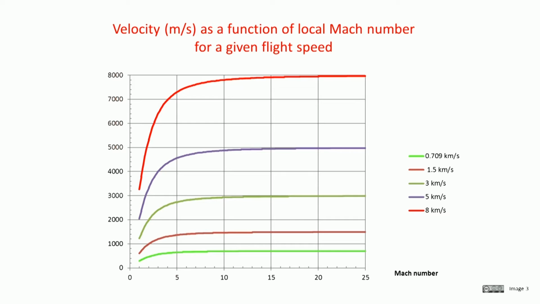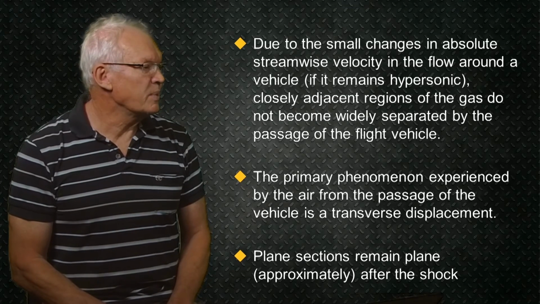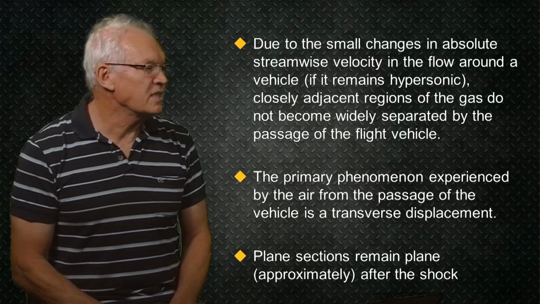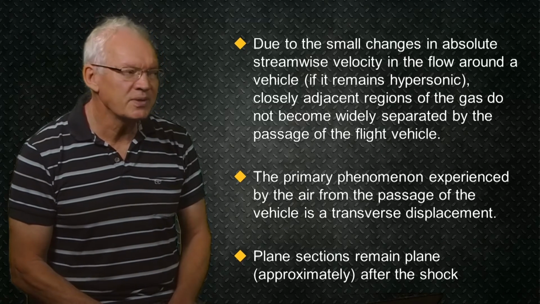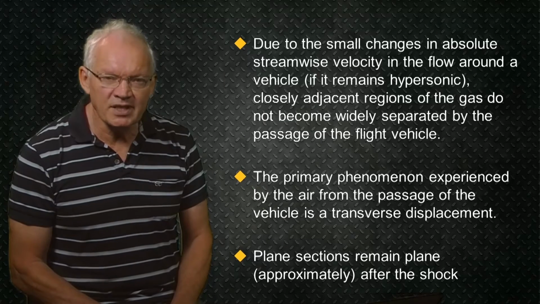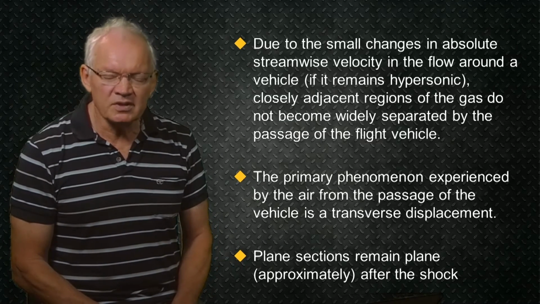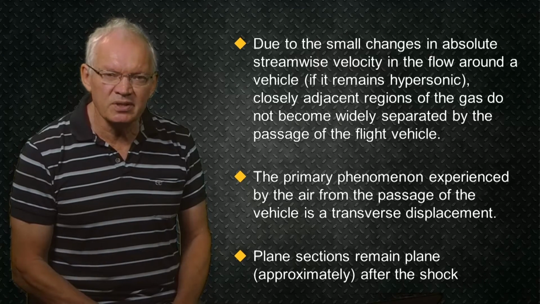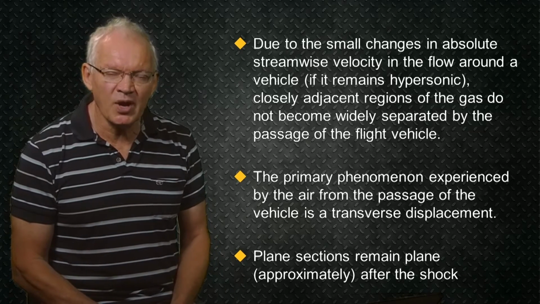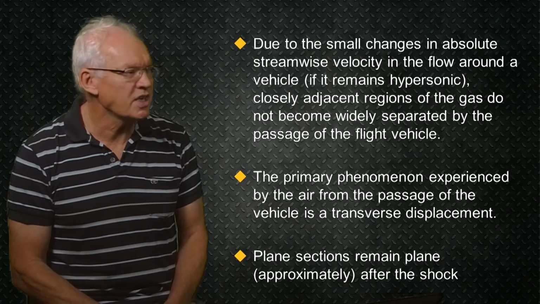So this turns out to be a very useful phenomenon for us, because really no matter what you're doing with a Mach number, all the particles of gas traveling around the vehicle are going at approximately the same speed. So I can summarize this by saying there's very slight change in the absolute streamwise velocity of the flow, provided it remains hypersonic. This, of course, doesn't apply in the subsonic shock layer behind a normal bow shock, but if it's a sharp wedge or a cone, it certainly applies.